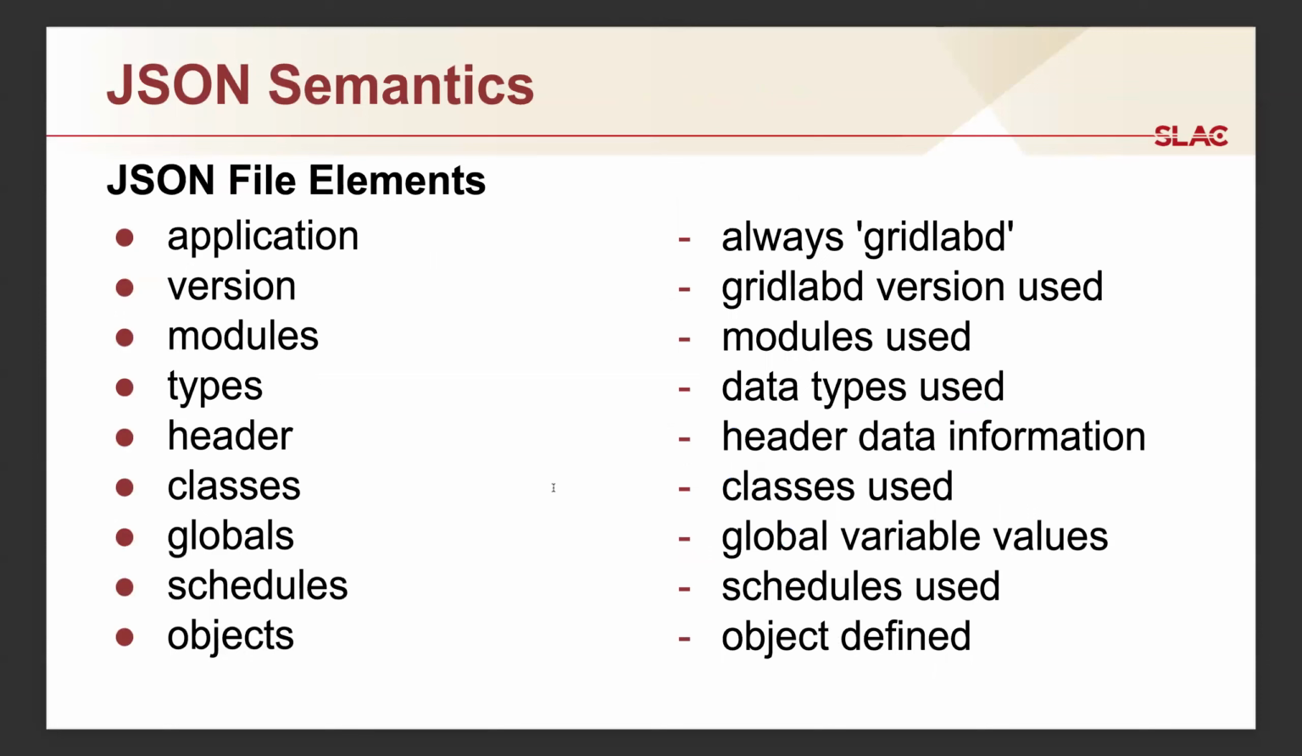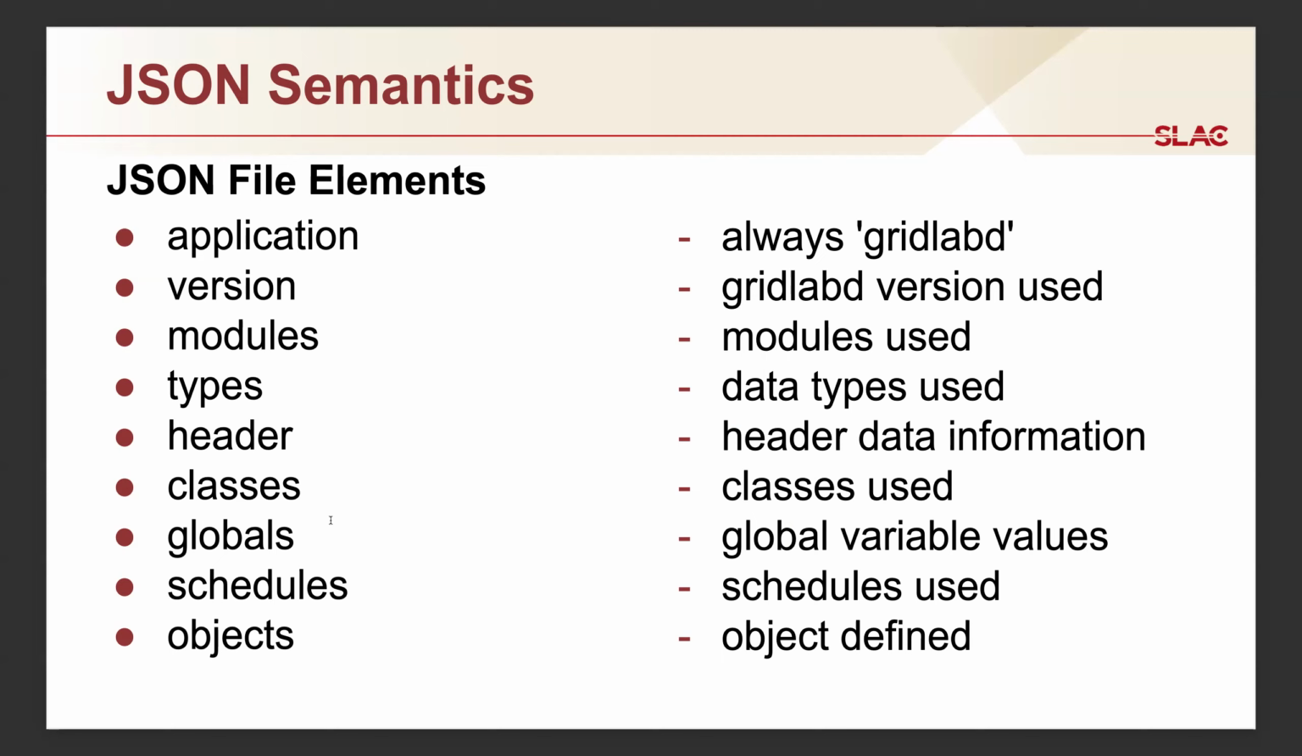All right, the last thing I'm going to cover in today's session is the JSON semantics itself. When Gridlab-D outputs a JSON file, that JSON file has a pretty standard set of objects that it includes. So it's a dictionary, and that dictionary has some keys that are always included, others that are only included sometimes. You will always find the application and version keys are included, and you will almost always find modules, types, header, classes, global, schedules, and objects are included.